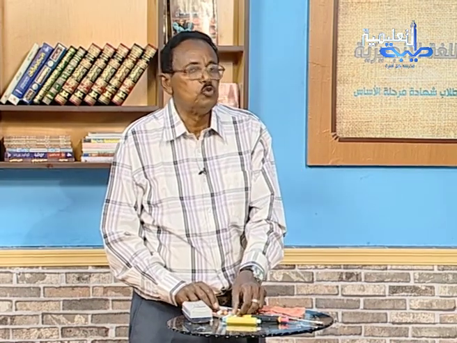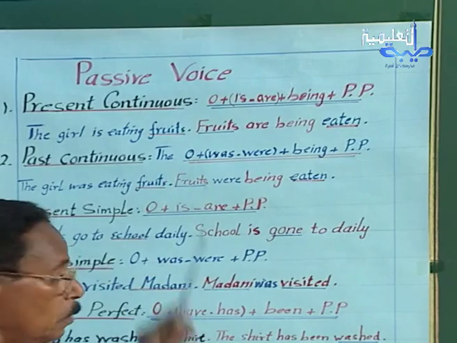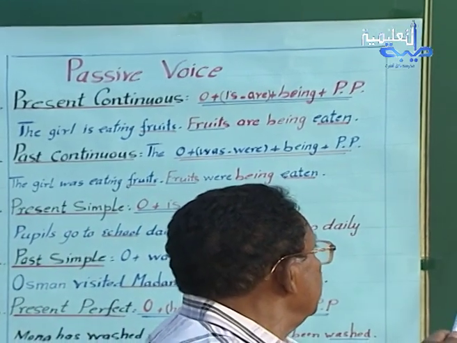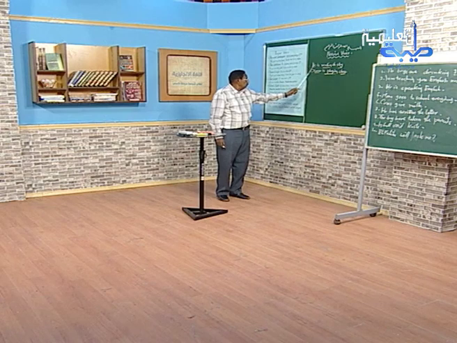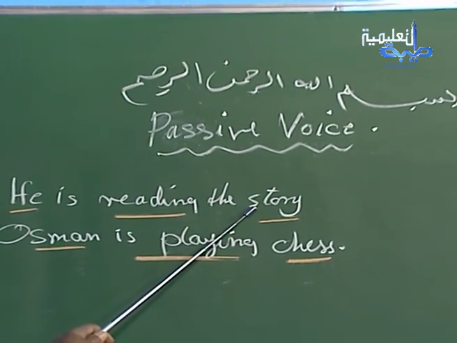Today we are going to start a new lesson. Our lesson will be about the passive voice. Okay. First of all, we know that he is reading the story. This is a sentence. It has a subject, the one who does the action, and a verb and object.